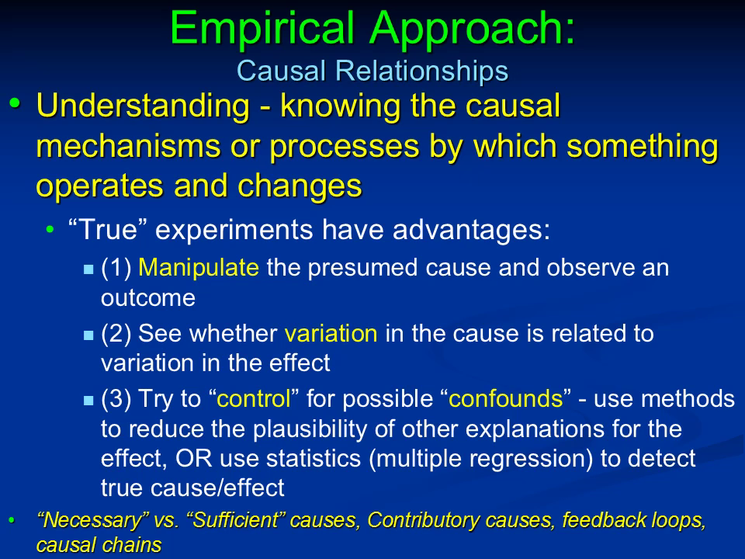Okay, and then the last advantage of a true experiment is then you can try to use various methods during your experiment to reduce the plausibility of those other possible explanations for the effect. Okay, and this is one of a number of ways scientists can try to control for what we refer to as confounding variables or confounds.